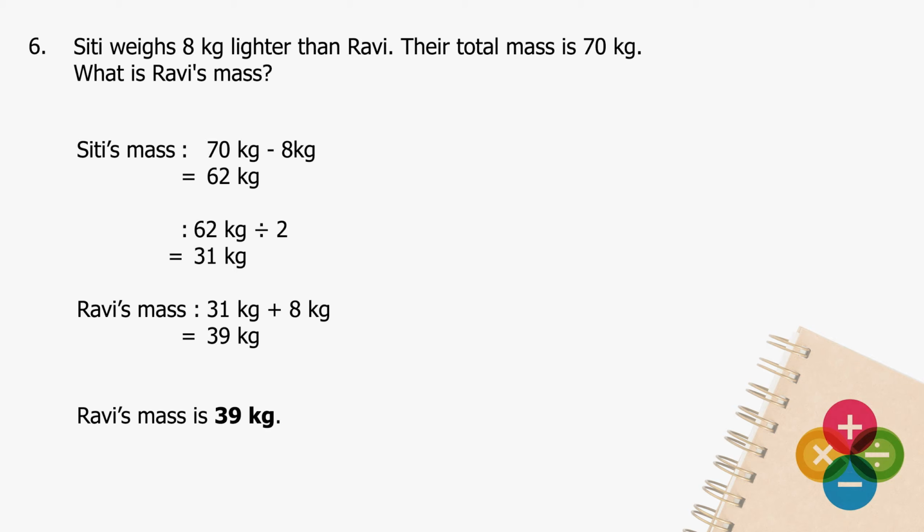The total mass, after taking off the extra 8 kg from Ravi's mass, will be, subtract 8 kg from 70 kg, and the difference is 62 kg. City's mass will be, divide 62 kg by 2, and the quotient is 31 kg. Ravi's mass will be, add 31 kg to 8 kg, and the sum is 39 kg. Ravi's mass is 39 kg.